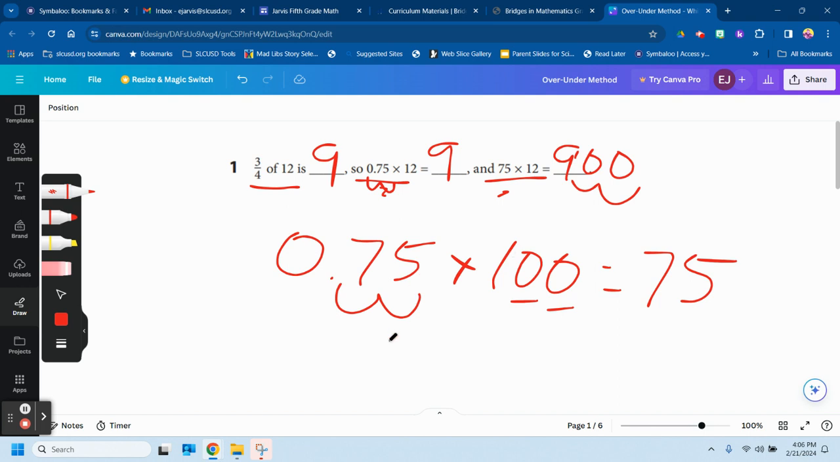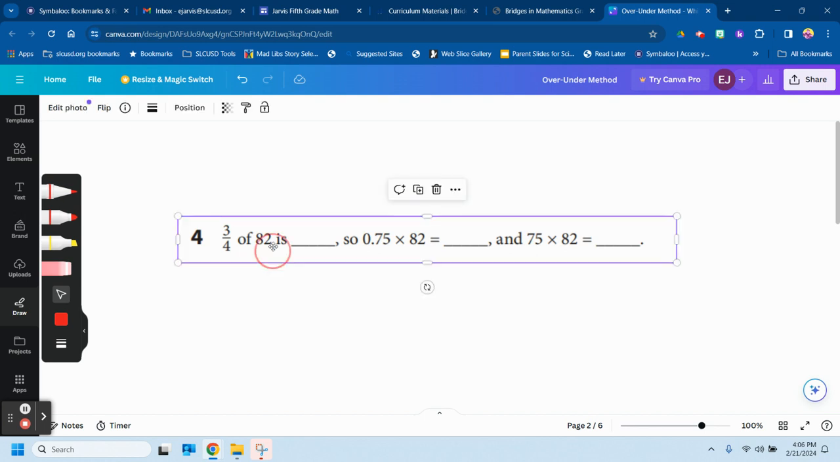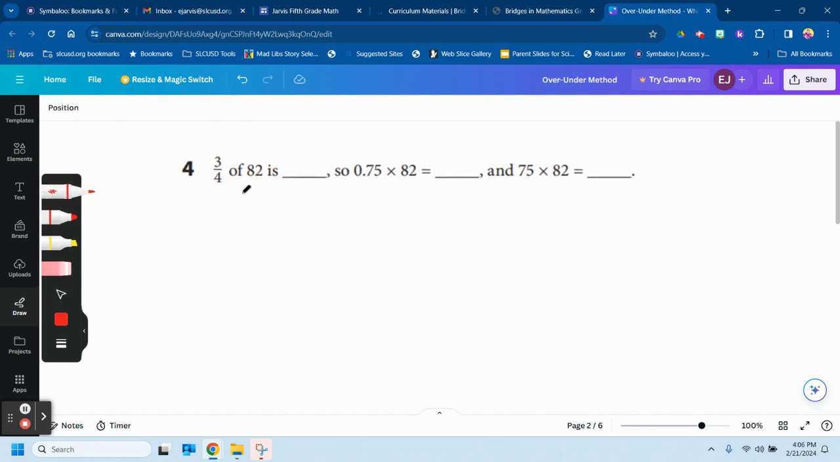Okay, and we've done a lot of patterns with that, and hopefully you're starting to see that. So this is a little different. We have a little more complicated numbers to work with, but we still have the 3/4 is the same as 0.75, and 75 is still 100 times greater than 0.75. So we're going to move the decimal point for our product 2 places to the right. That might entail adding some zeros. So let's start here. 3/4 of 82 ones.